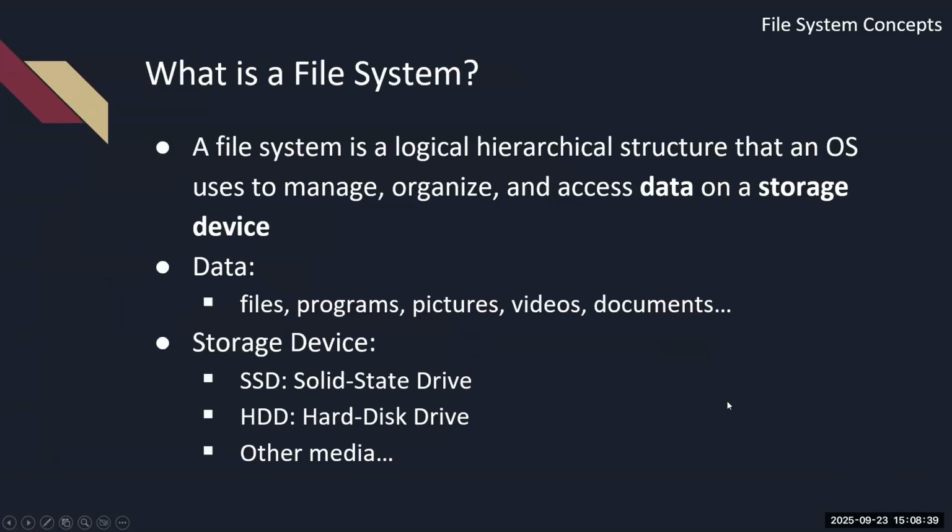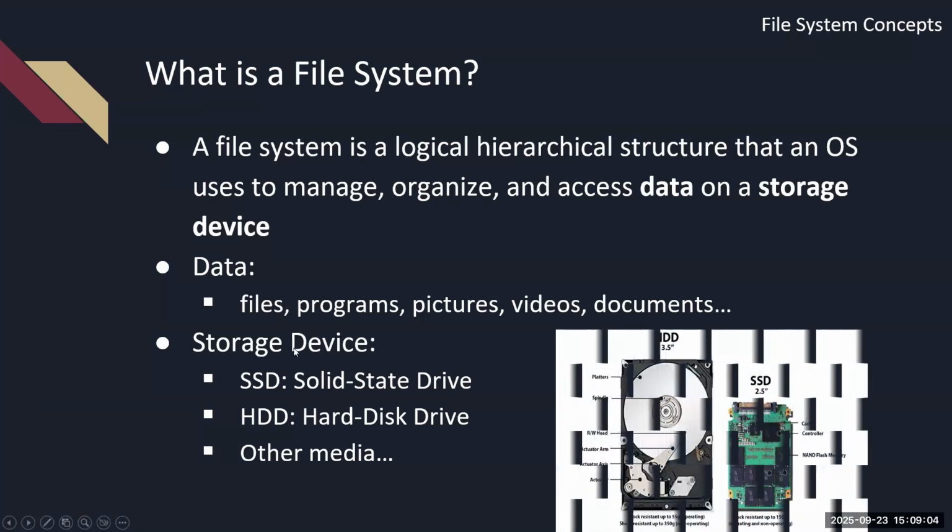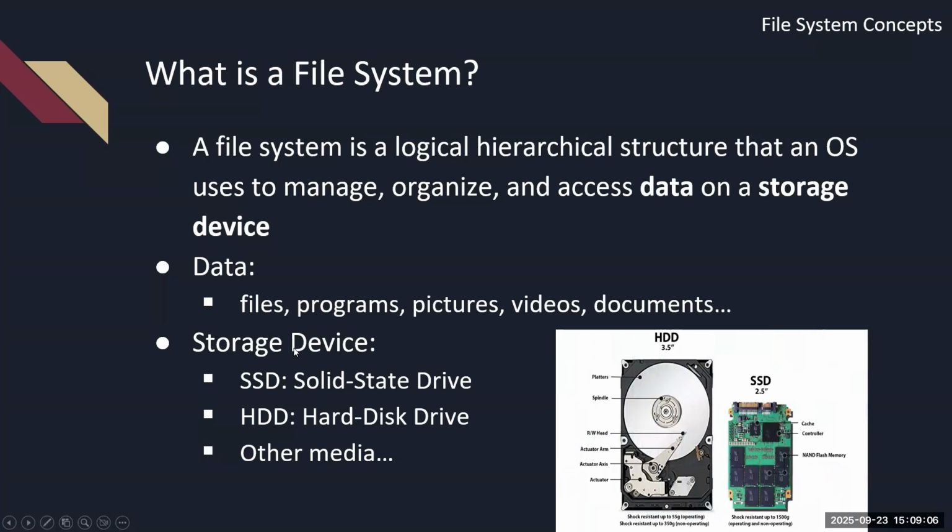A file system is a logical hierarchical structure that the operating system uses to manage, organize, and access data on the storage device. When we talk about data, it could be files, programs, pictures, videos, any of the documents, and so on. Since we are talking about the file system, it refers to the secondary storage, which is the hard disk. Could be SSD or HDD.